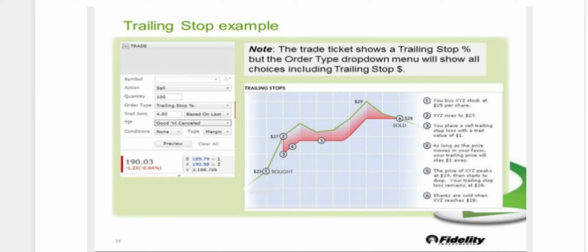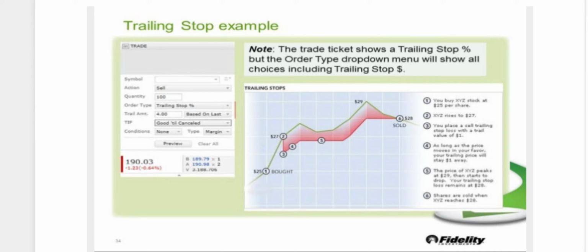In this example, the actual ticket on the left is different from the example, so if you want to follow along, you'll see at point 1, the price is at $25. You buy XYZ, you pay $25, it gets up to 27. And this is a very common way that trailing stops are used to protect gains so that you get out and maintain the gains that you've already had.